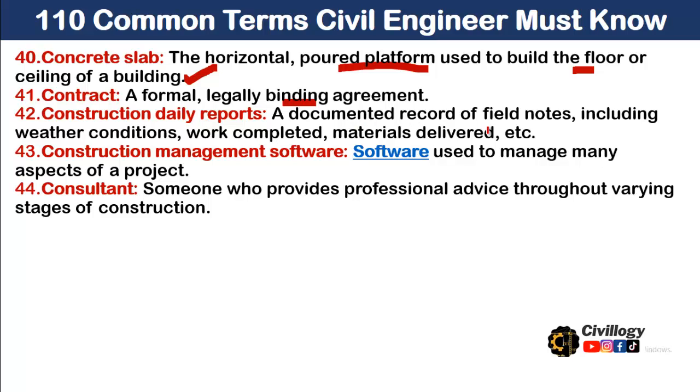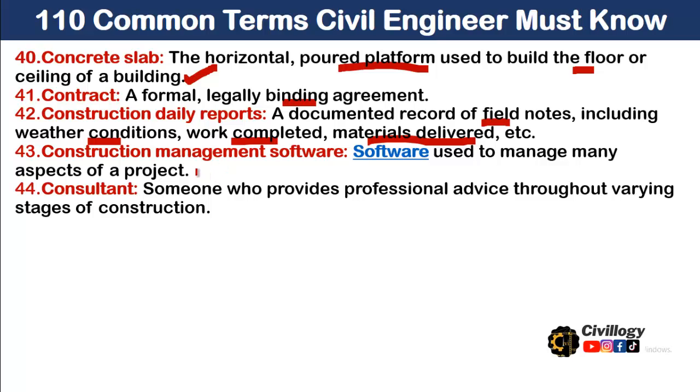A documented record of field notes including weather condition, work completed, materials delivered, etc. So this construction daily report is prepared by the site engineer or site supervisor to maintain his record. He will note down the work completed in a day, or he will have to prepare the documented report fortnightly, or after a week, or after 3 days, or after 14 days, or after a month. So this is called a construction daily report.